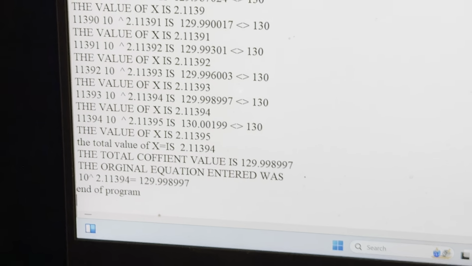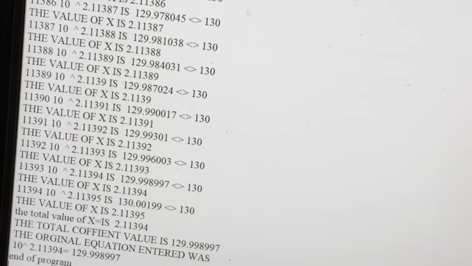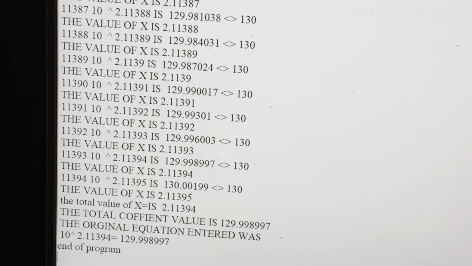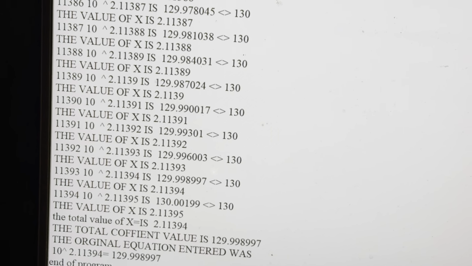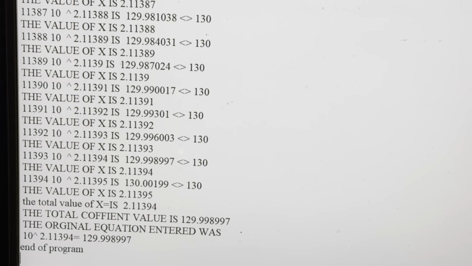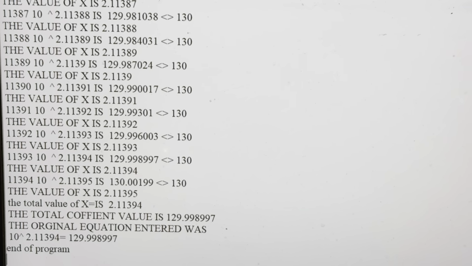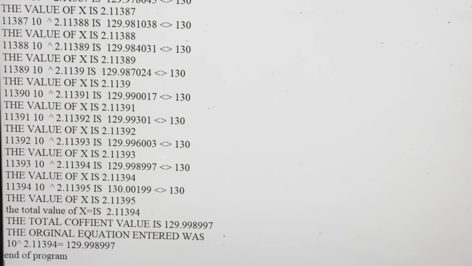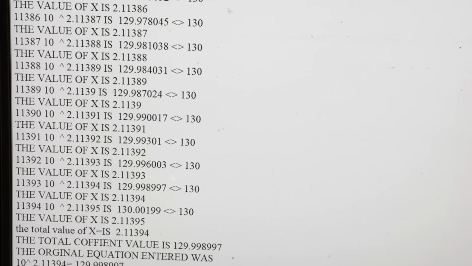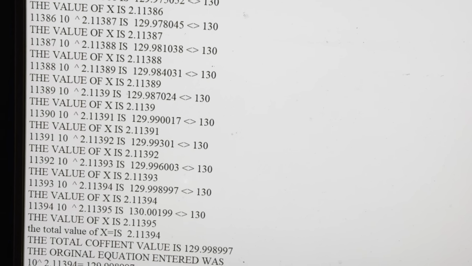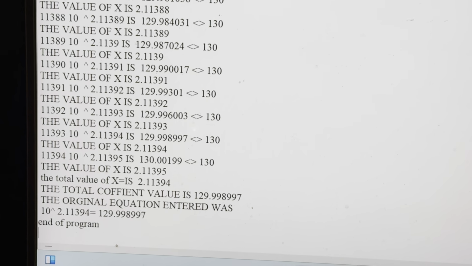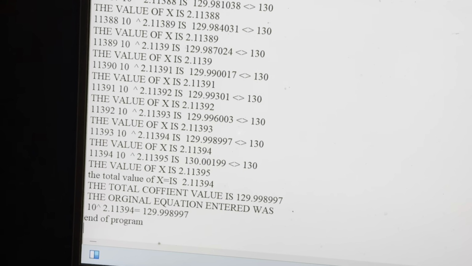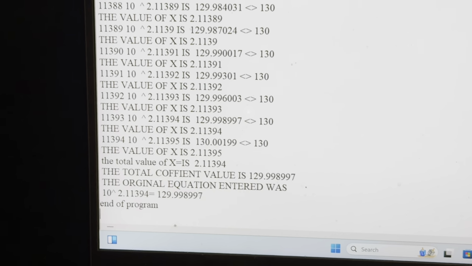Let me do that in my graphics calculator here and see what I get, to confirm it. So if you take 10 and you raise it to 2.11394, you get 129.999, which is just rounding, but it's very close to the answer. So this is one way.